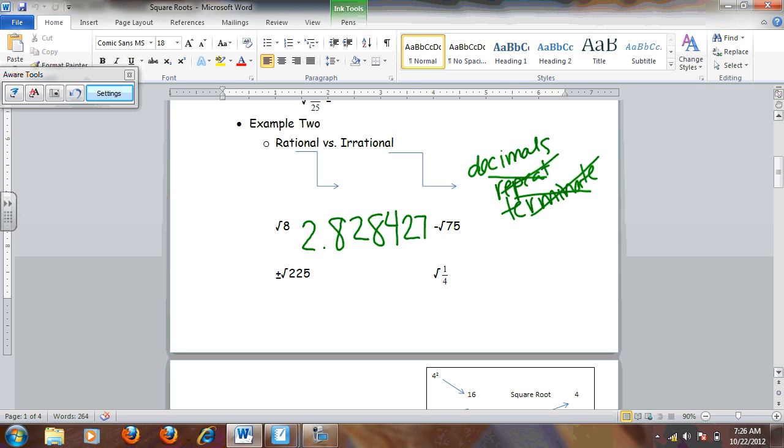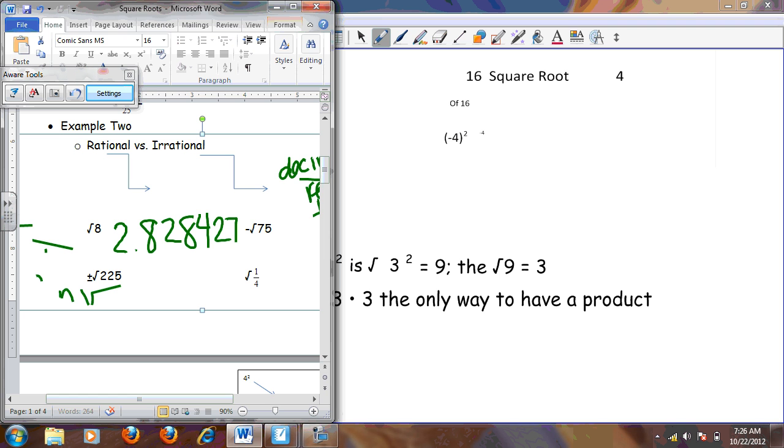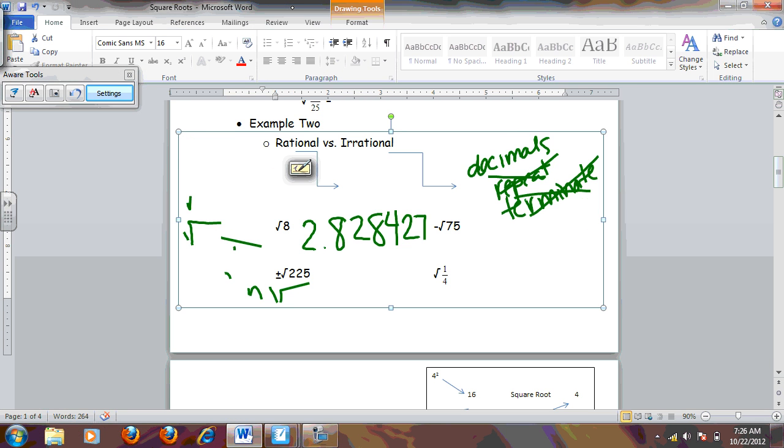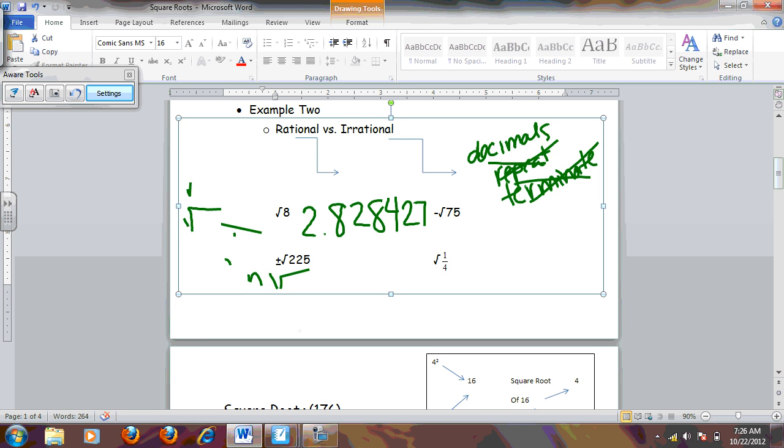2.828427. Sometimes when we have numbers that will not come out as a decimal, we'll ask you to round. Here, I'm not going to ask you to round, though. I'm going to ask you, do you think 2.828427, and mine continues to go 125, is a rational number or an irrational number? I would say irrational number.